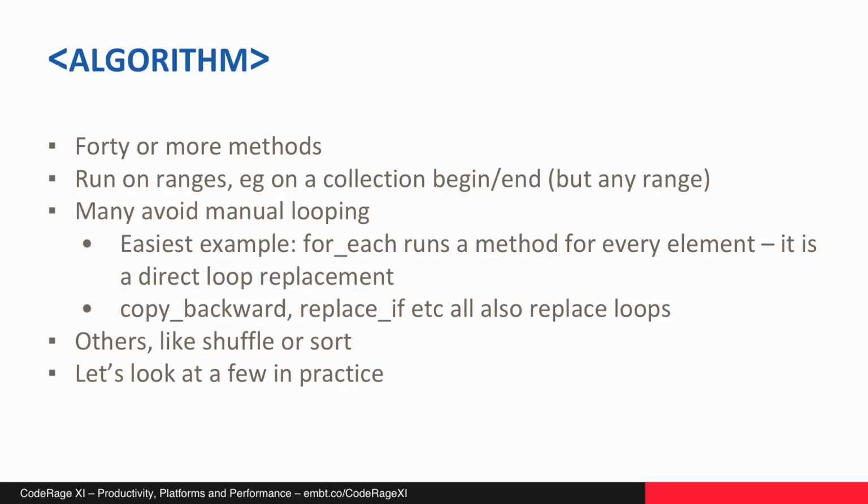But of course there are a whole bunch of other interesting algorithms as well. Copy backward, for example, is an interesting one that will copy all the elements in reverse order, and replace if will go through an entire range and then replace an element, but only if it meets a certain condition. There are others like sorting a range of elements, or shuffling them into random order, or binary searching through them, and similar things like that. So a vast majority of really useful algorithms. Let's just look at a few in practice.